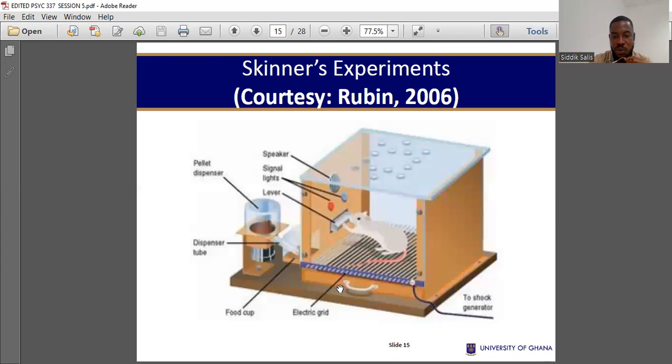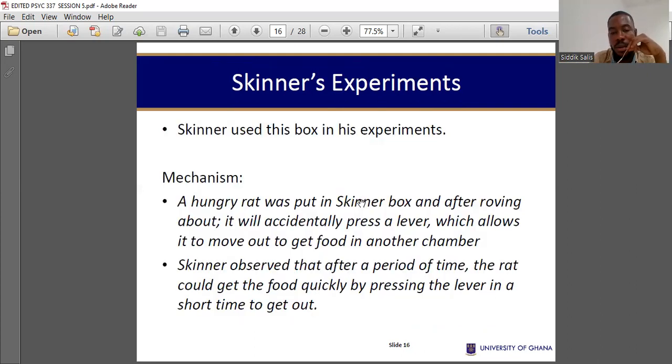So yes, there's a box as we can see. If he's able to press the right one, it will open for him to go and get food, right? So it's left for him to now be pressing the correct one. Skinner observed that after a period of time, the rat could get the food quickly by pressing the lever in a short time to get out, because getting the food is something good, right? A pleasing reward, we say.